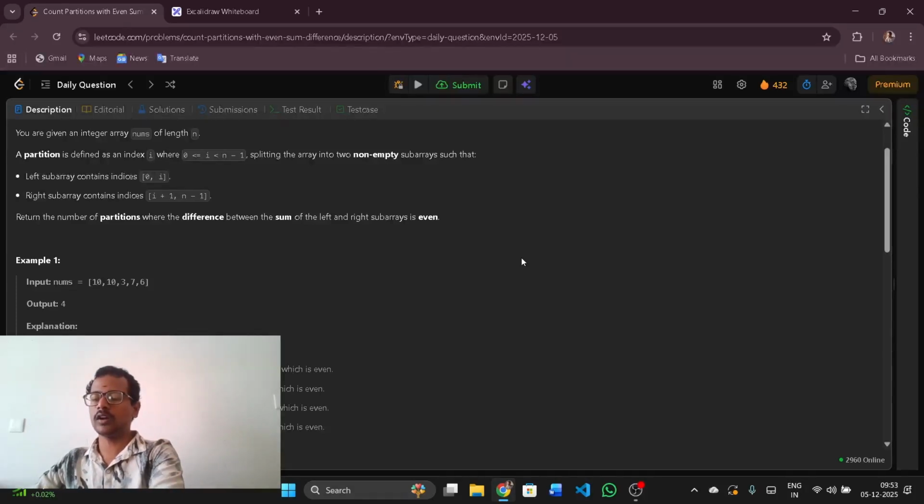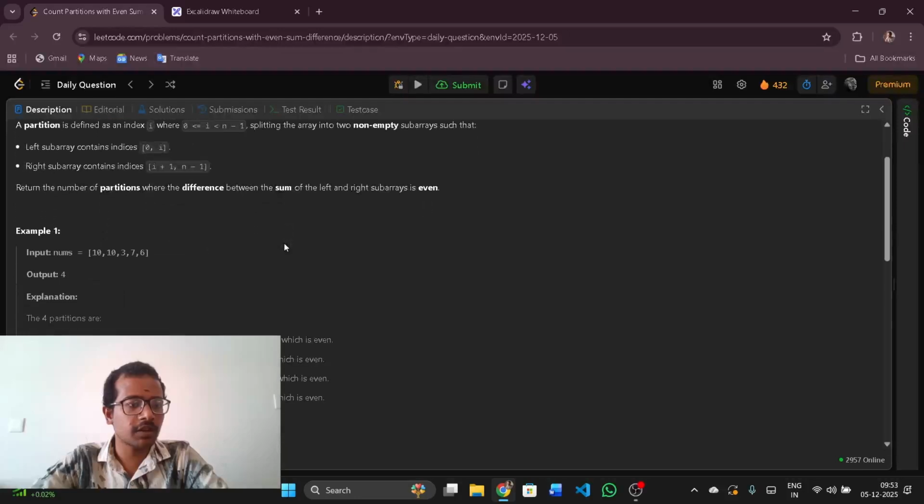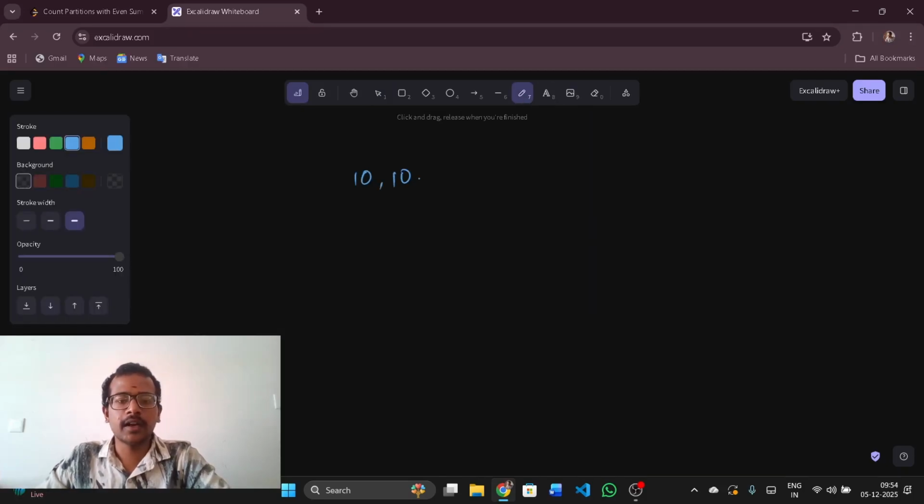I think you got it. Now, a partition is called a count partition with even difference. Return the number of partitions where the difference between the sum of the left and right subarrays is even. Let's take this example: 10, 10, 3, 7, 6. Let's take, I am having a partition here.